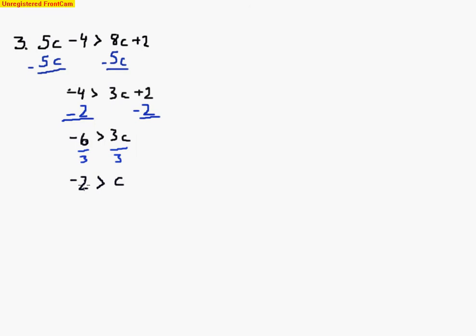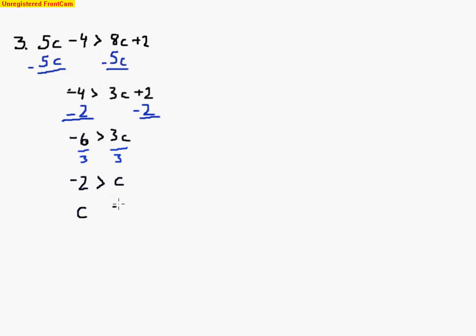Now I read it that way because the negative 2, the inequality sign, is open to it. Negative 2 is greater than c. But I could read the opposite direction. I could start with the c and say c is less than, because it points towards the c. c is less than negative 2. So you could write your answer this way for me on a test, but on multiple choice tests, they might not have the answer that way.